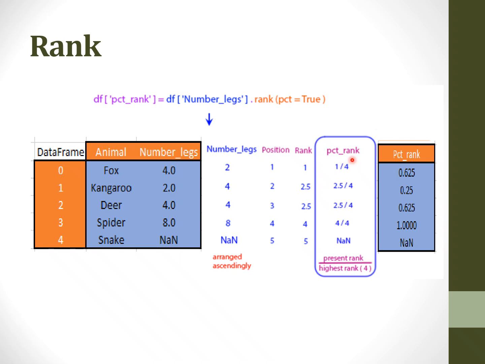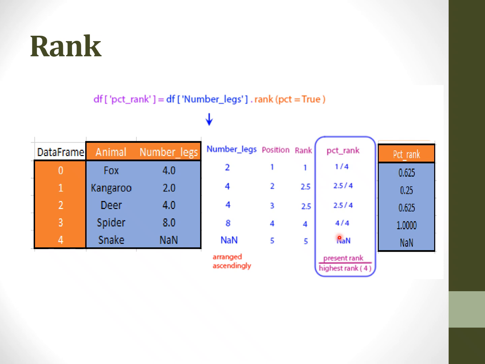Then comes the PCT rank, or the percentage rank. If you set this field as true, then the percentage rank will be calculated as follows. First the rank value is found. Leave the NaN value. What is the highest value? 4 is the highest value. So the particular rank value is divided by the highest rank value. So 1 by 4, here 2.5 divided by 4, 2.5 divided by 4, 4 divided by 4. Leave NaN; NaN does not come into the picture here.